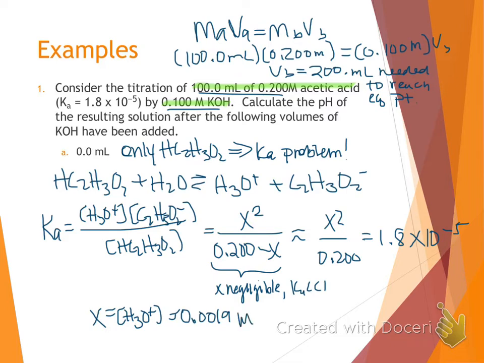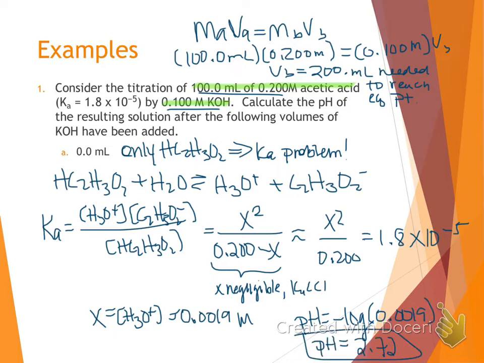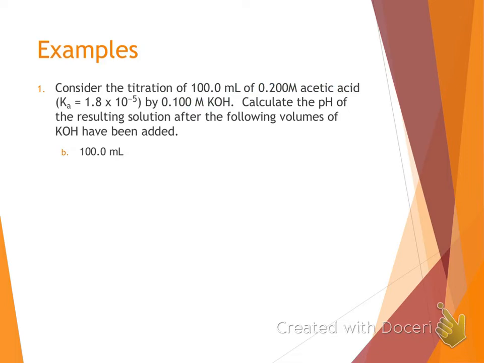0.0019 molar. Well, we're looking for the pH. pH is just the negative log of that H3O plus concentration, 2.72. This should not be a new calculation by any means whatsoever. You just have to be able to recognize that we only have a weak acid, so we have to do a Ka problem to calculate its pH. So let's look at part B.